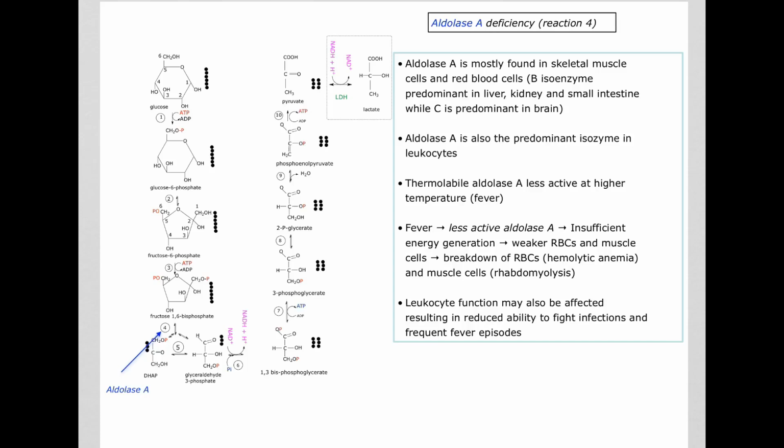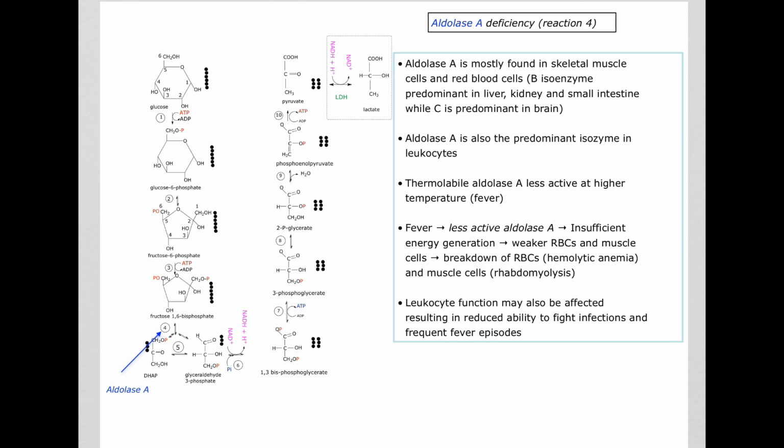So during the episodes of fever where the body temperature is higher than normal, the aldolase A becomes less active. And since aldolase A is found in skeletal muscles and in red blood cells, that lack of activity leads to insufficient energy generation in red blood cells and muscles. That leads to weaker red blood cells and muscle cells, and that causes breakdown of red blood cells, what we call hemolytic anemia, and breakdown of muscle cells, what we call rhabdomyolysis.